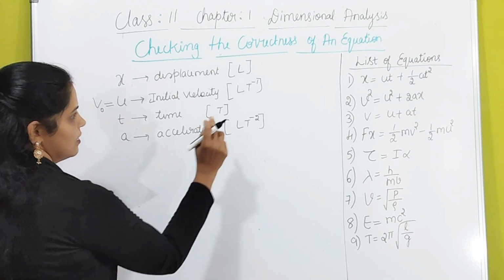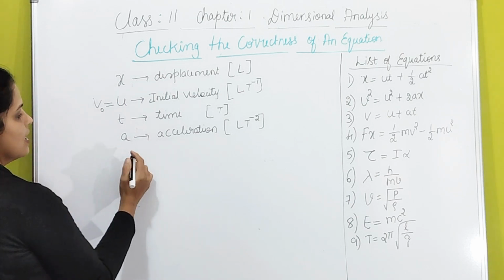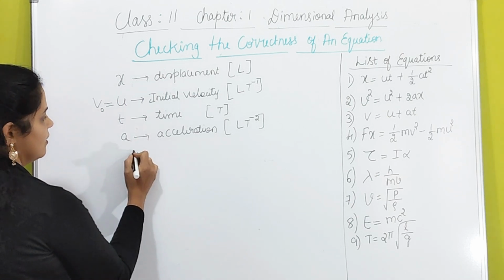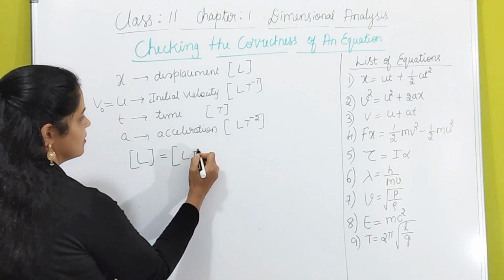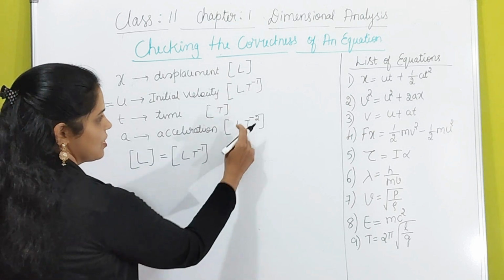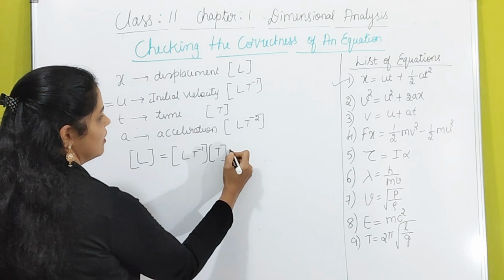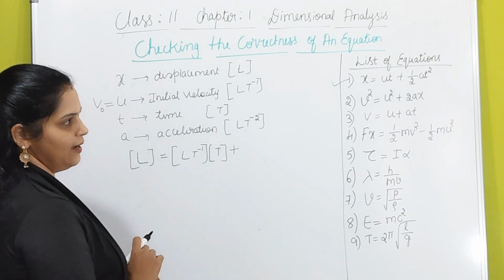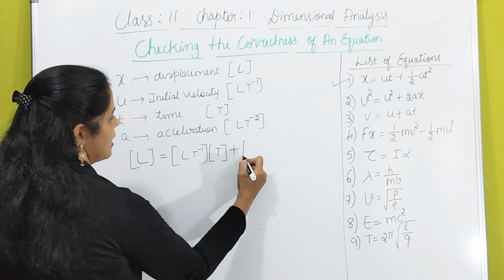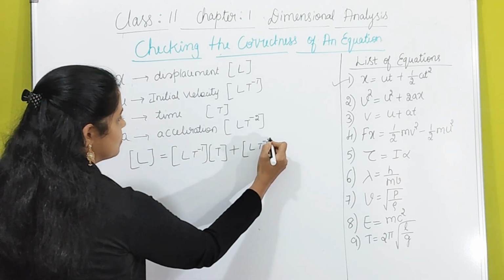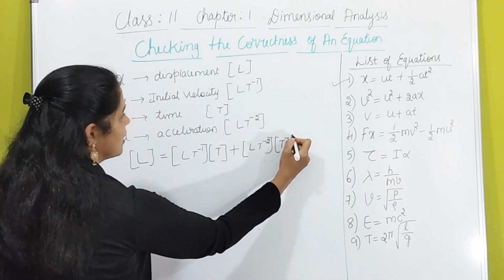Now let us substitute this dimensional formula for each term in the given equation. X is on the left side, so write L, that is equal to U. U is L t minus 1, into t, plus half. Half has no dimension, it is a dimensionless constant. So next, a is L t minus 2, into t square. So t is time, t to the power 2.